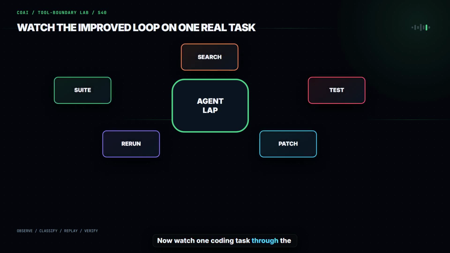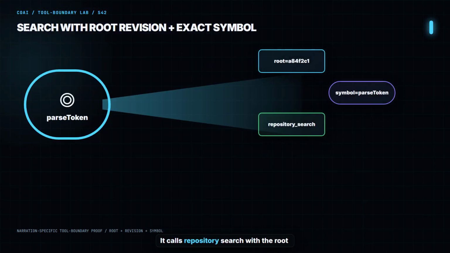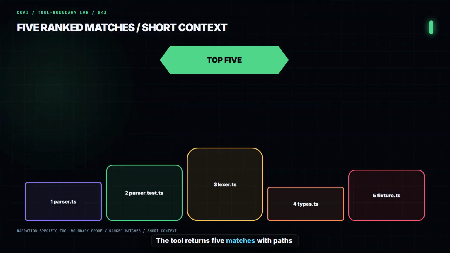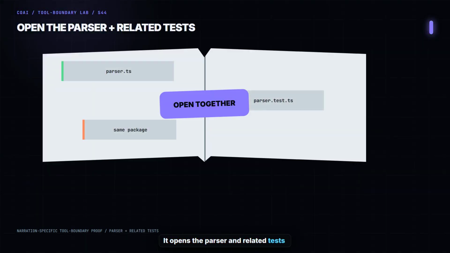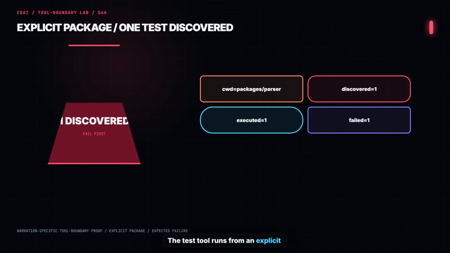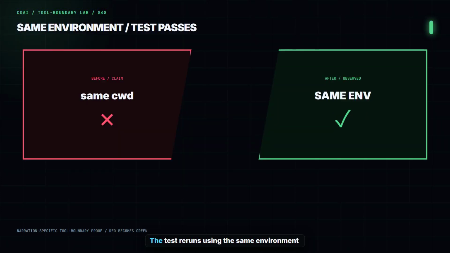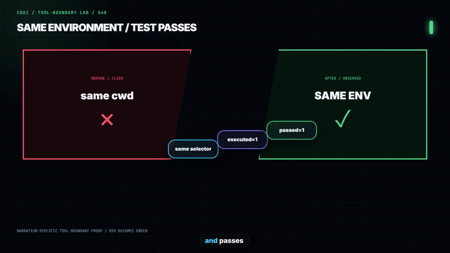Now watch one coding task through the improved loop. The agent must fix a parser bug in a monorepo. It calls repository search with the root revision and exact symbol. The tool returns 5 matches with paths and short surrounding context. It opens the parser and related tests. It proposes a failing regression case. The test tool runs from an explicit package directory and reports that one selected test was discovered, executed, and failed with the expected assertion. The edit tool applies a patch and returns the exact diff. The test reruns using the same environment and passes.